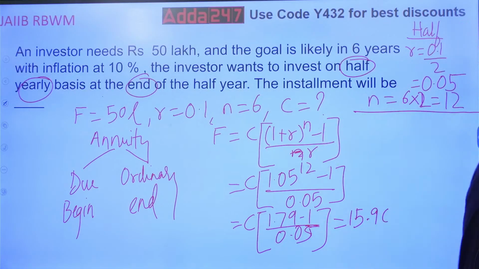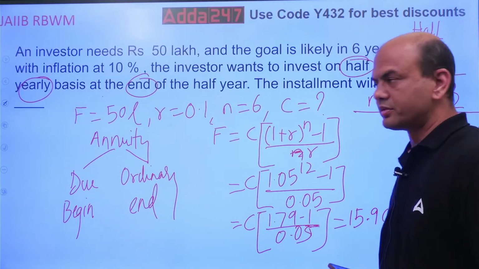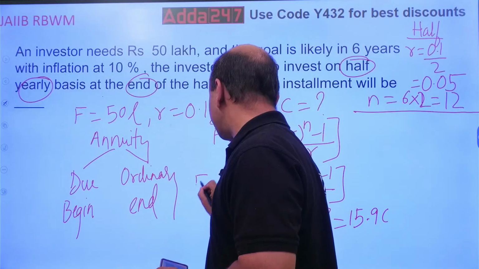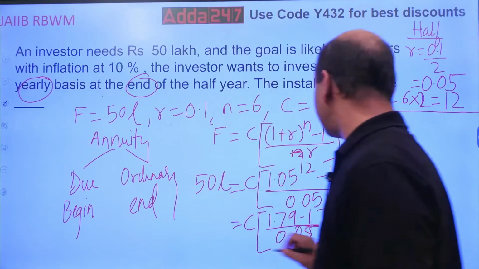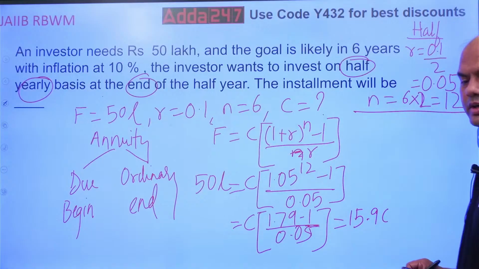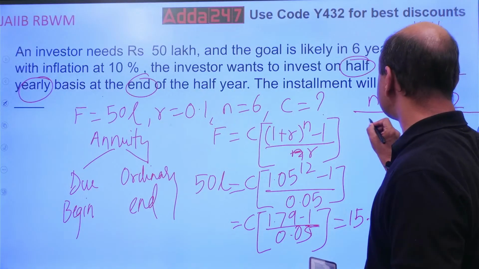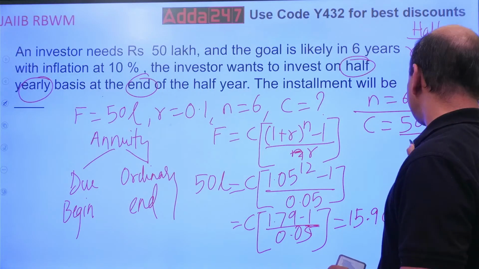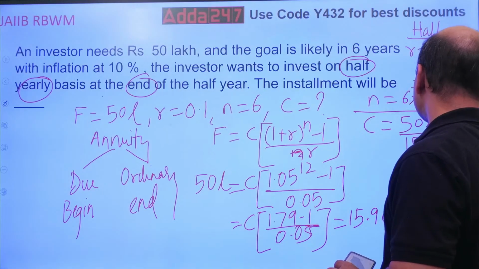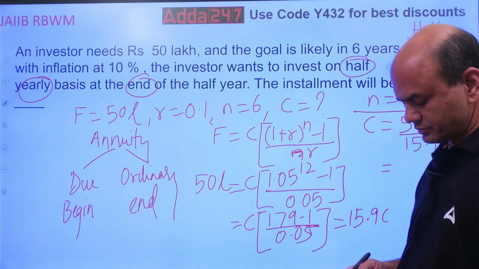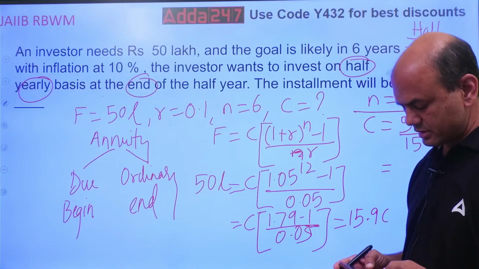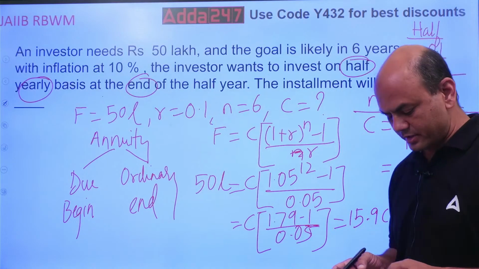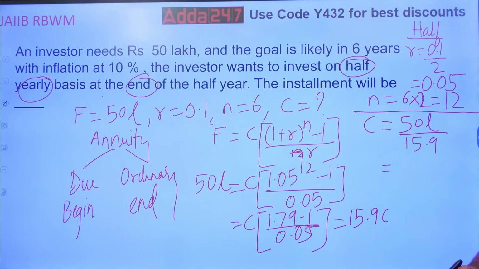But you require C now. F you know, F is 50 lakhs. So 50 lakhs equals 15.9 into C. So what is C then? C equals 50 lakhs divided by 15.9. So do this calculation. What are you getting? Everyone, check this.